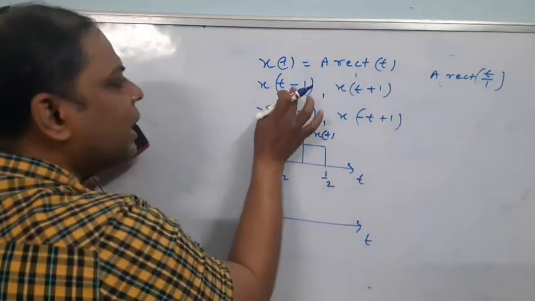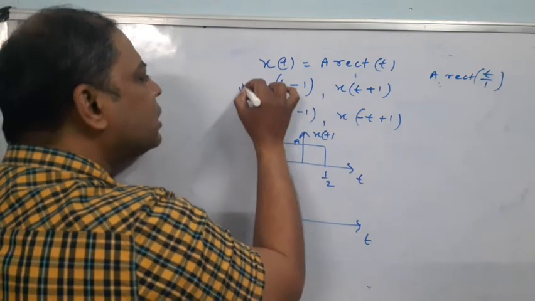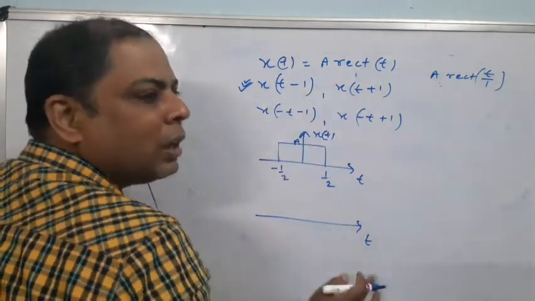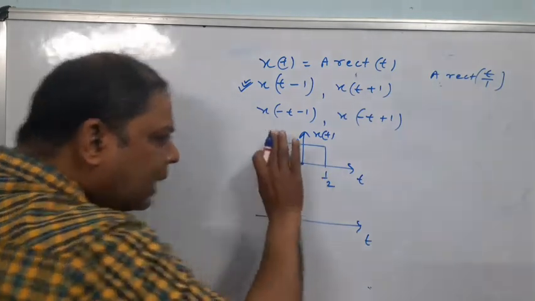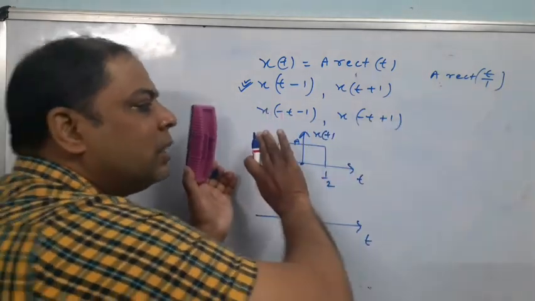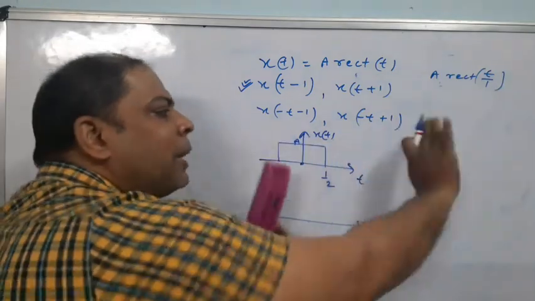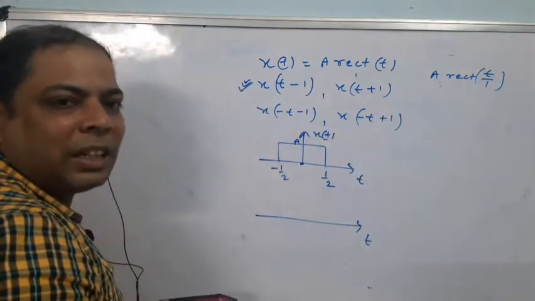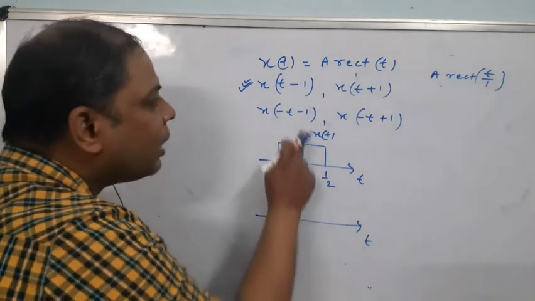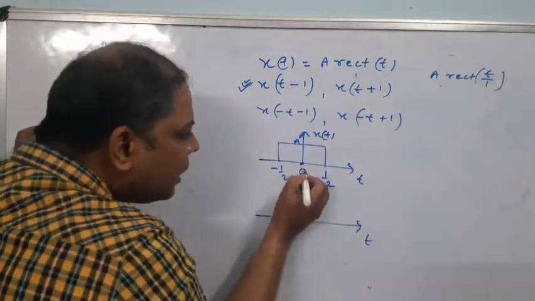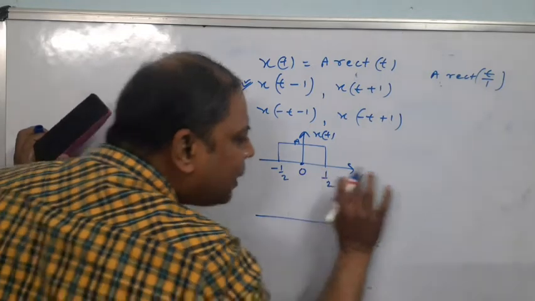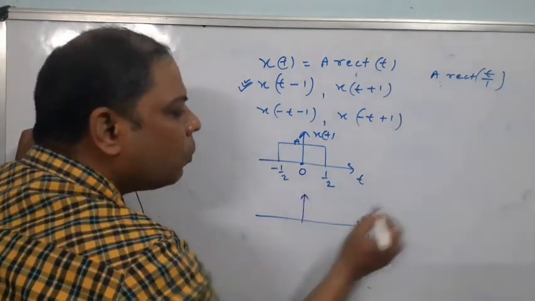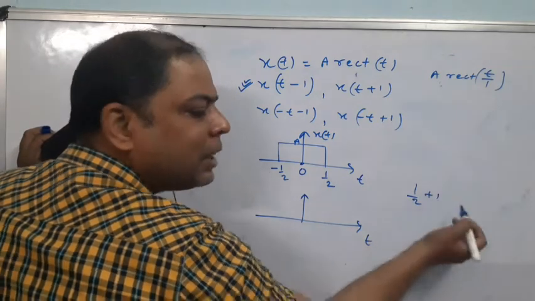So now this signal x(t minus 1). Let us discuss this x(t minus 1). This signal is shifted towards right by an amount of 1. That means the entire signal, this entire shape, this entire figure is shifted towards right. Try to understand. By what amount? By an amount of 1. That means here 1 by 2 shifted by an amount of 1. So 1 by 2 plus 1. What will happen? This is 1 by 2 plus 1, that means 3 by 2.